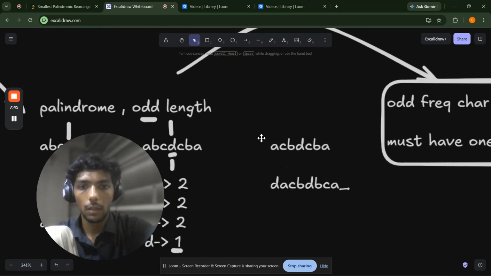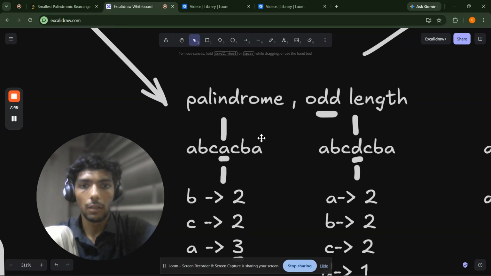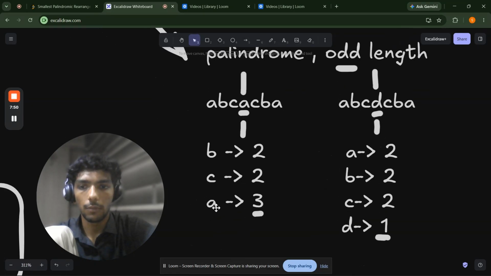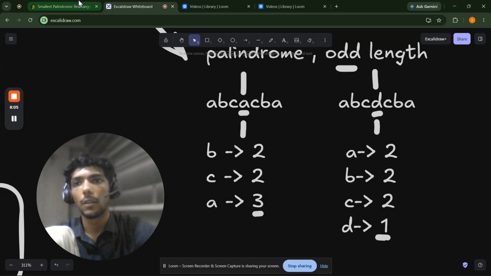Okay. The way we have counted the frequency over here, what we'll do is we'll start from the smallest one, which is A over here. If it is odd, we insert one in the middle and the rest along the edges. Likewise, this is even, so we will move it along the edges only.